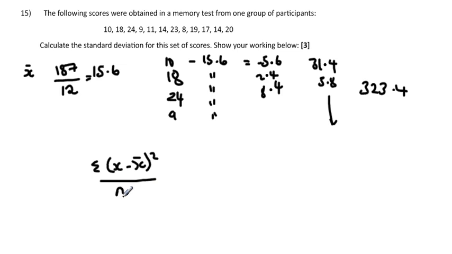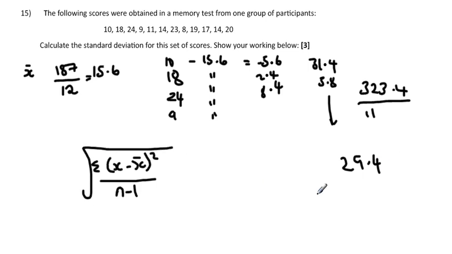Then we divide by n minus 1. Now if you look at the scores, there's 12 of them, so 12 minus 1 is 11, so we divide those and we get 29.4. Now that there is the variance, but to do standard deviation you have to also square root it. So if you square root that, you will get standard deviation, which is 5.4.